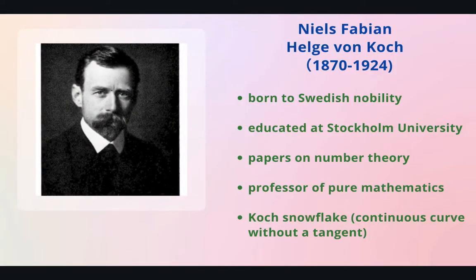Let's take a look at who Niels Fabian Helge von Koch is. He was born in a family of Swedish nobility in 1870. He went to Stockholm University for his math education and later became a professor of pure mathematics until his death in 1924. Throughout his career, Koch published several important papers on number theory, especially on prime number theorem.